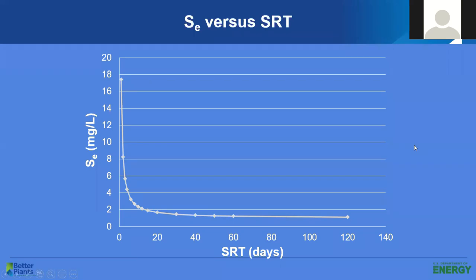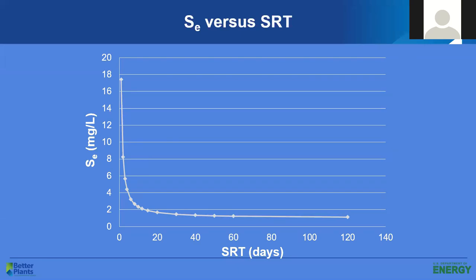And even though this is a semi-theoretical relationship, I've evaluated somewhere in the neighborhood of 200 activated sludge processes in the United States in the last 10 to 15 years. And what I found is this relationship that you see here does a really bang up job in calculating or determining the soluble CBOD5 concentration in the effluent. I have a lot of confidence in it.